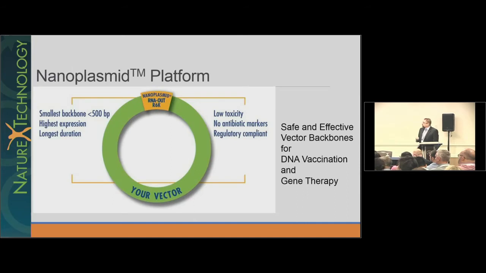So our platform is a nanoplasmid, and as I mentioned, minicircles are hard to make because you have to do a lot of in vivo recombination. Nanoplasmid is just a plasmid that has a short backbone that allows you to eliminate that toxicity, the gene silencing that the larger backbones have, but has high yield manufacturing.